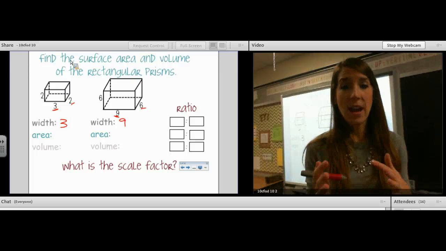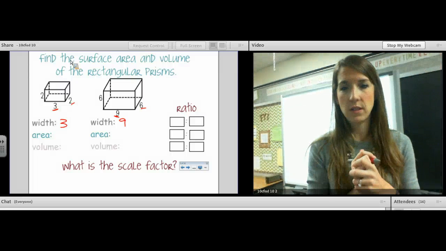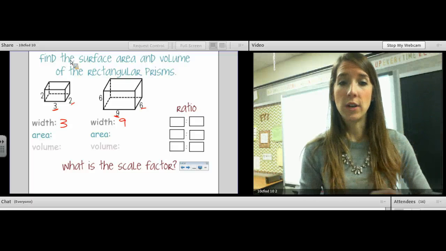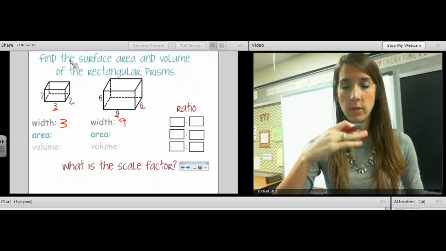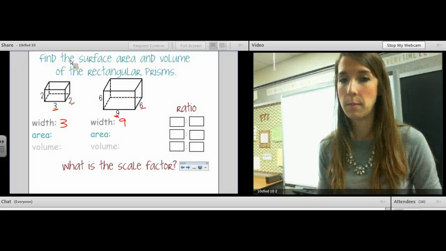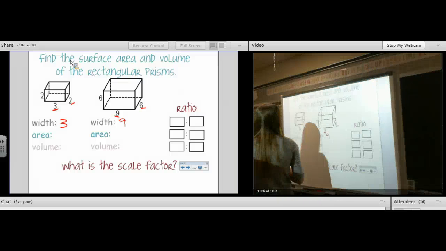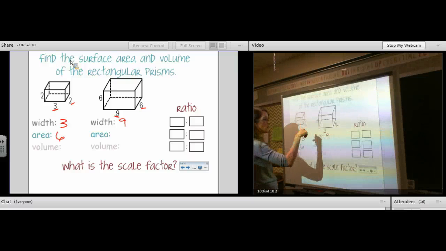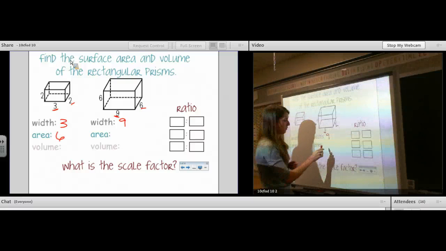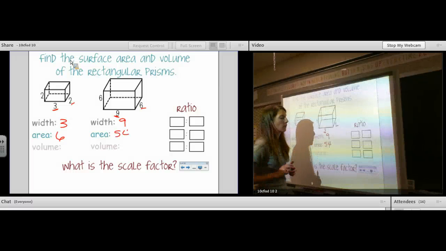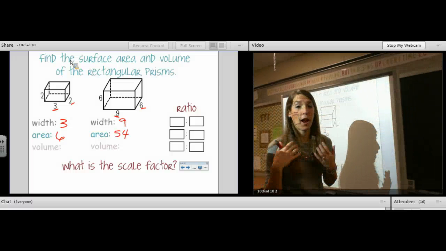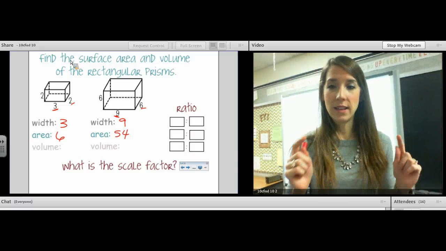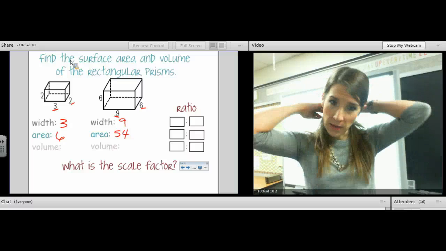Now, let's find the area of just the front of each box. So the area of that first box, the front of the box, would be length times width, or 3 times 2. So the area would be 6. The area of this one would be 6 times 9, 54. And then, to figure out what we're learning today, we need to find the volume of each box. And so volume is length times width times height. So 3 times 2 times 2.